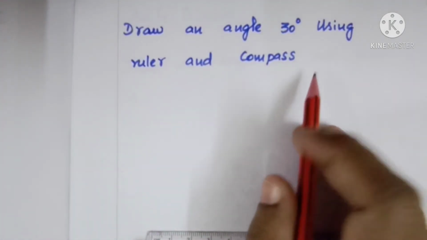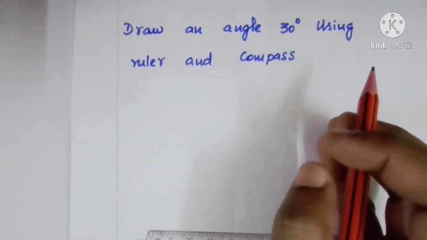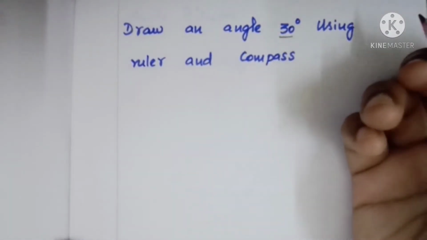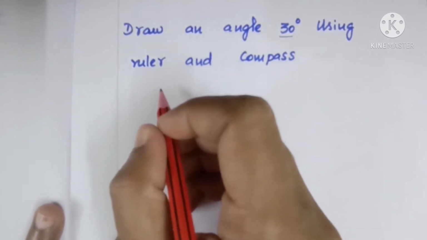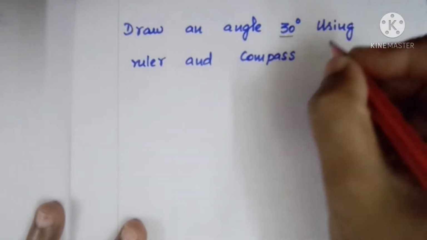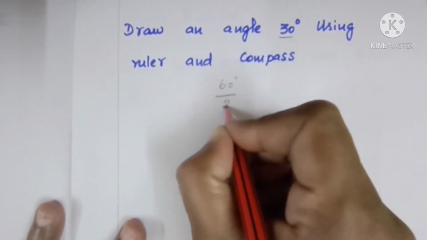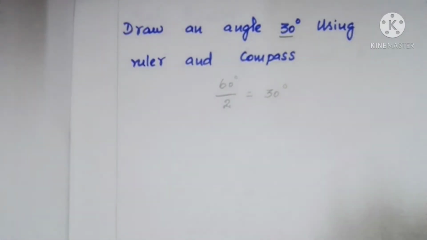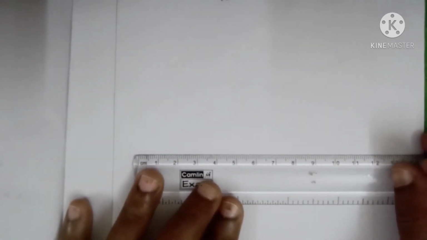Next, draw an angle 30 degree using ruler and compass. We cannot draw an angle 30 degree directly, but we have an idea. How do you do that? You draw an angle 60 degree and bisect it, you will get 30 degree. Yes? So first of all here, draw an angle 60 degree using ruler and compass.